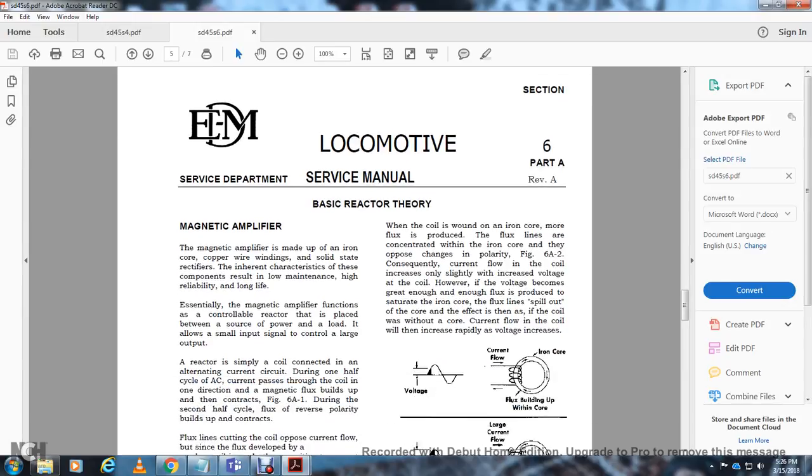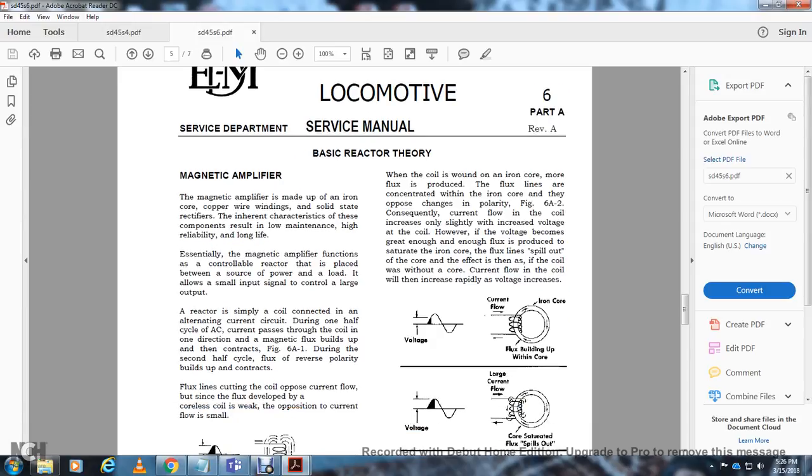Basic reactor. A magnetic amplifier is made with an iron core with copper wire winding, solid state with the rectifier and air, with the characteristics of the components resulting in low maintenance, high reliability, and long life. Essentially, the magnetic amplifier functions as a controllable rectifier placed between the source of power and the load, allowing a small input signal to control a large output.